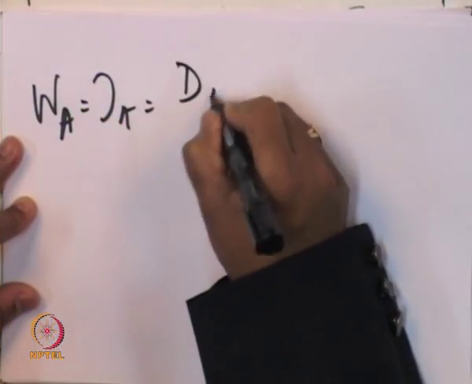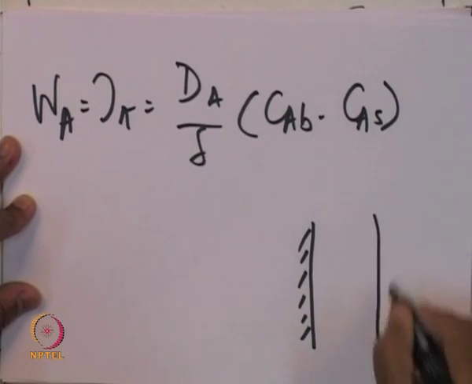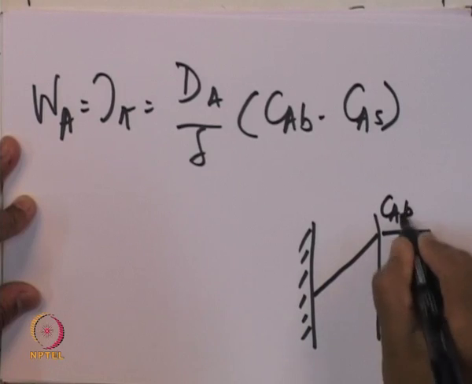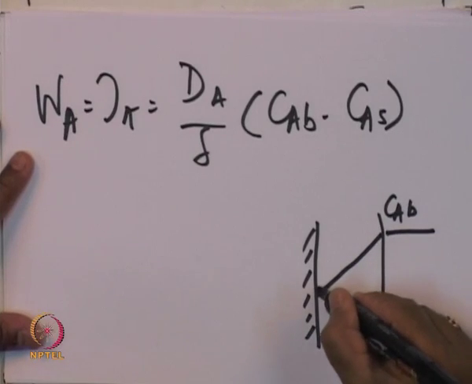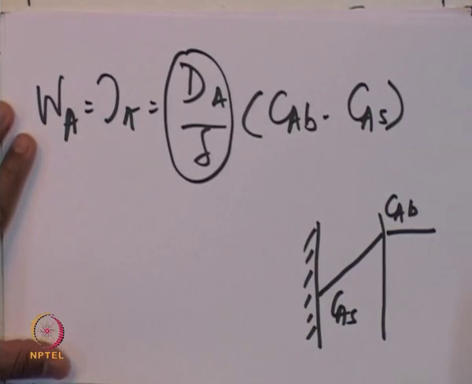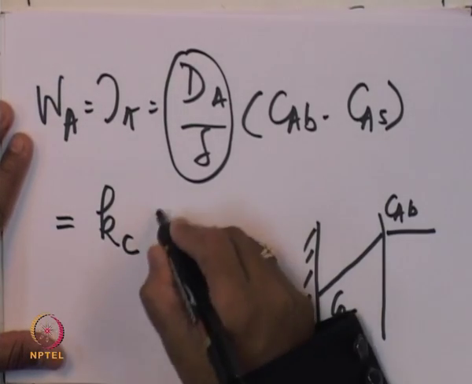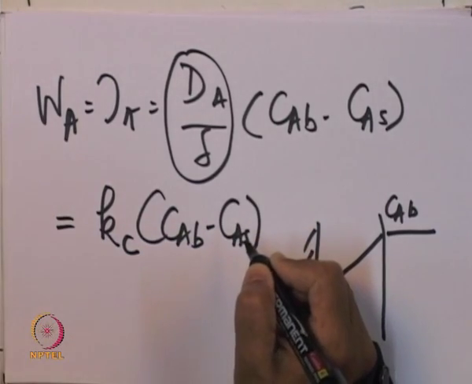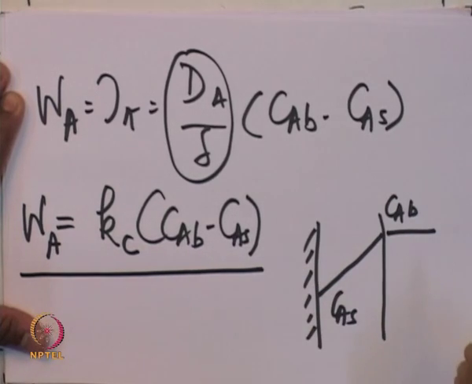So, let us go ahead. We have JA or WA equal to DA by delta times CAB minus CAS. The concentration is constant in the bulk and varies only in the film, a hypothetical stagnant film. That is what we assume. Now, this parameter DA by delta is called the mass transfer coefficient, Kc. So, WA is equal to Kc into CAB minus CAS.